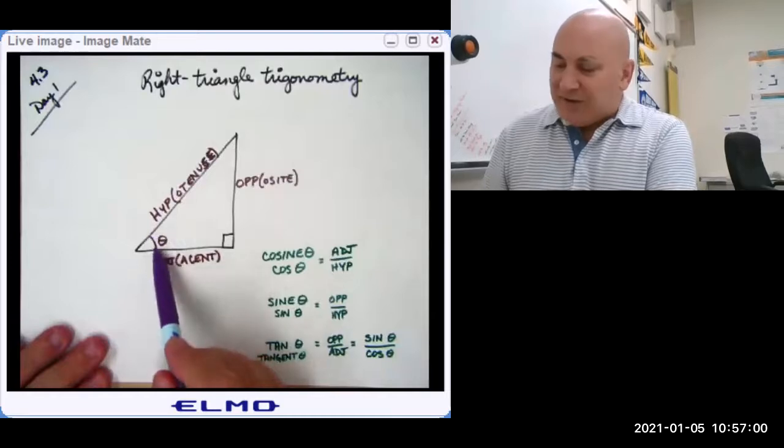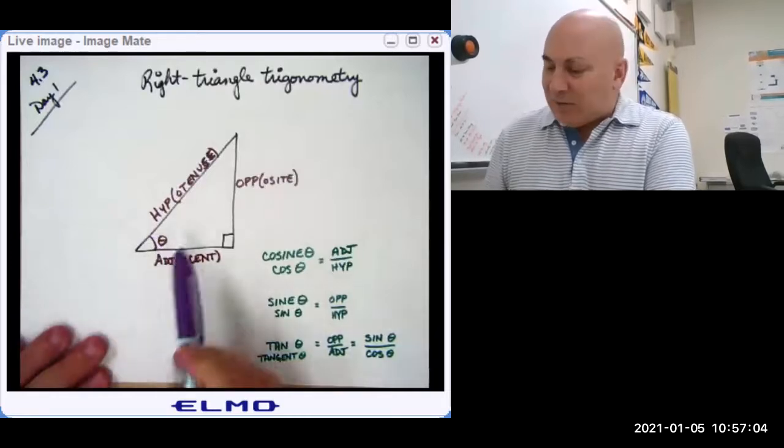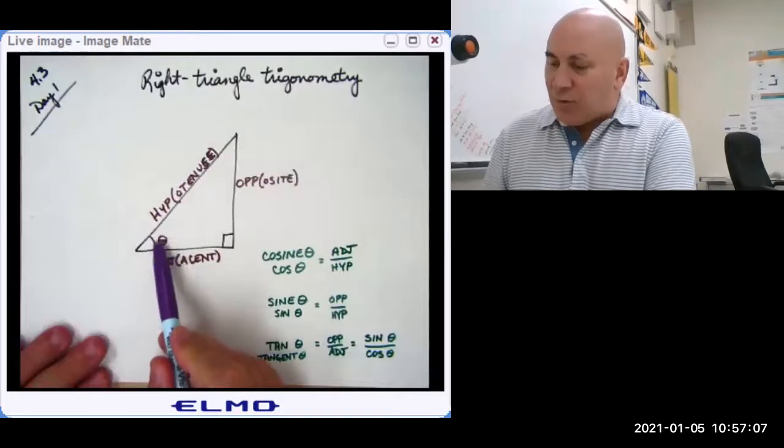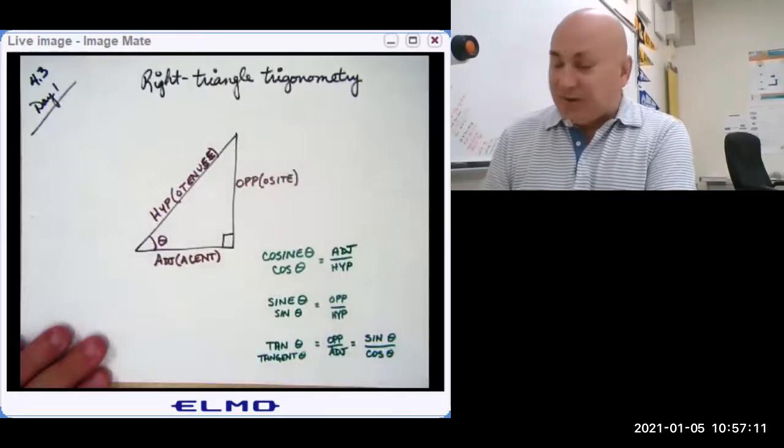If I'm looking at this angle, I'm going to call it angle theta. Theta is a Greek letter. We're going to make it by drawing a circle with a diameter through it. That's the Greek letter theta. It made the th sound.